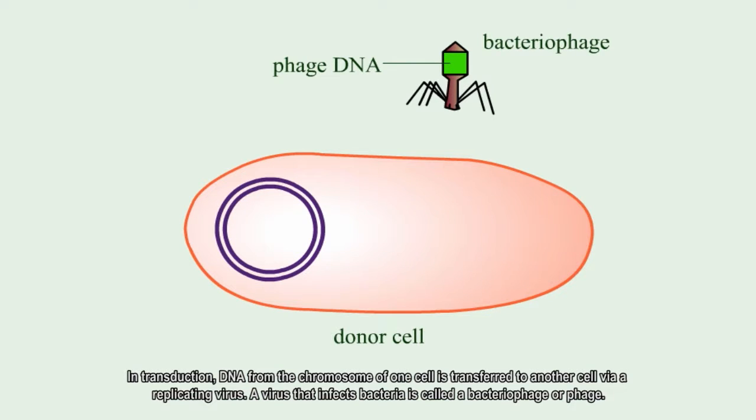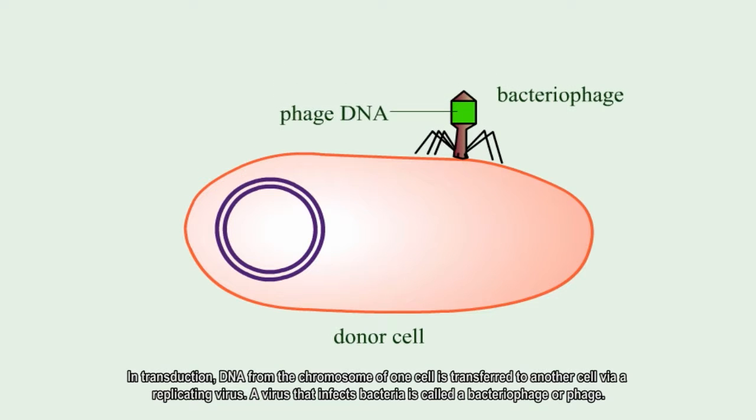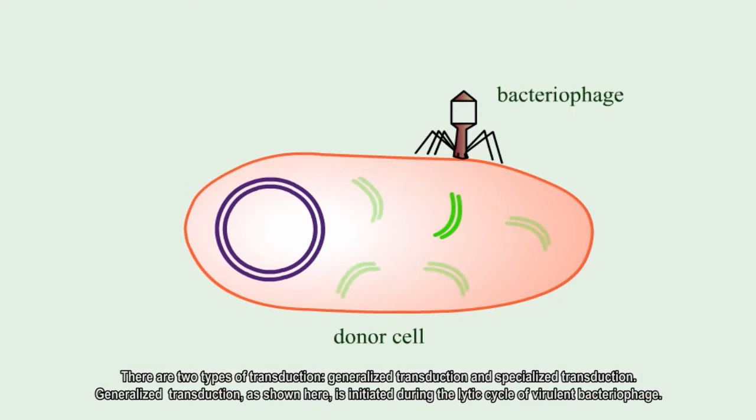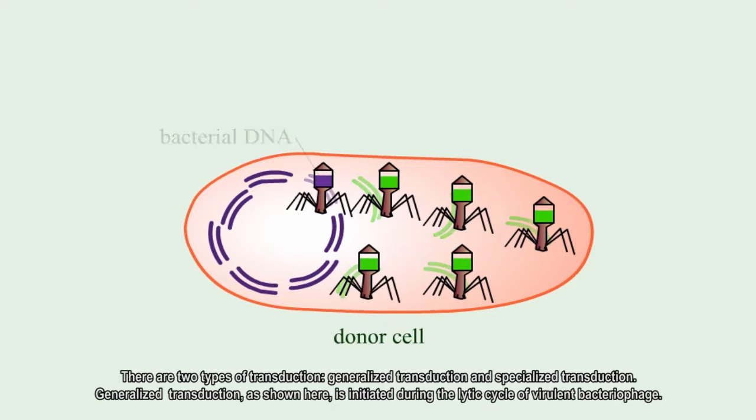In transduction, DNA from the chromosome of one cell is transferred to another cell via a replicating virus. A virus that infects bacteria is called a bacteriophage or phage. There are two types of transduction, generalized transduction and specialized transduction.